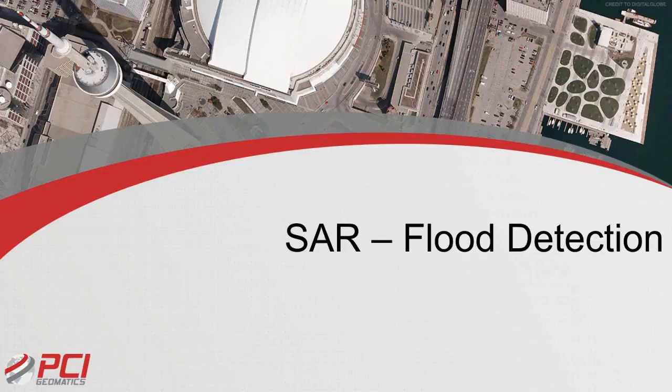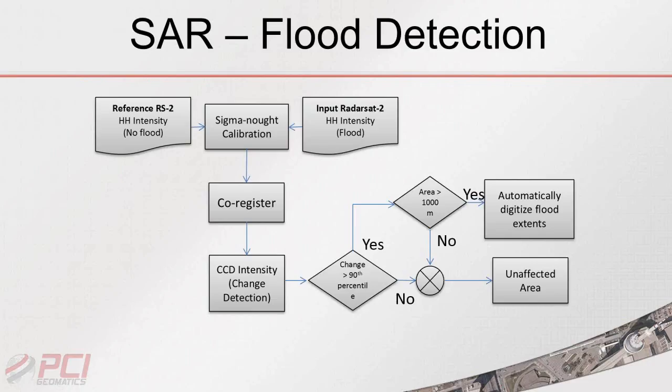Classic example is using synthetic aperture radar data for flood detection. So here we have a workflow where we're pulling in a non-flooded image on the left. So this is typically an image that's stored in the archives over the location that we're studying. We pull in a current day flood. Again, we're working with calibrated data so that we're properly measuring changes.